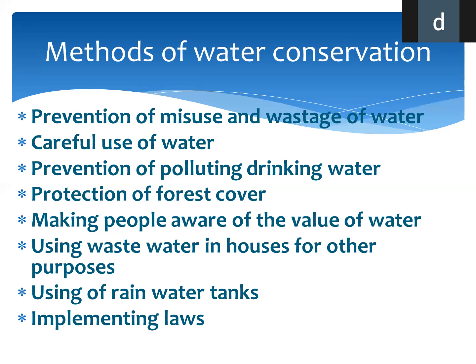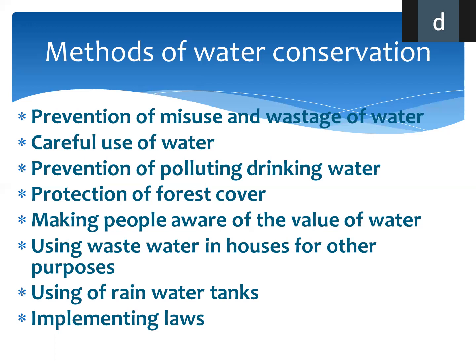Using waste water in houses for other purposes. As an example, when we release water from a tap, we can turn this water to the vegetable plots. The water we use for washing, we can direct to a vegetable plot or use for a vegetable garden.